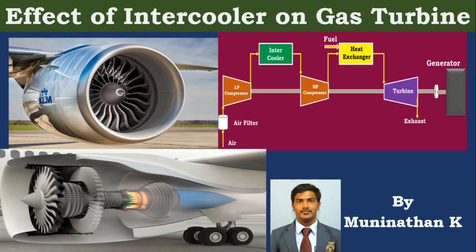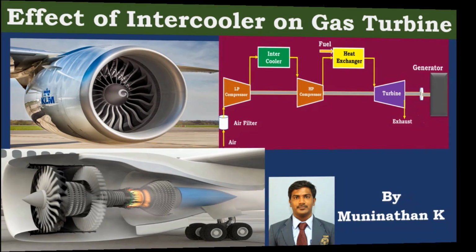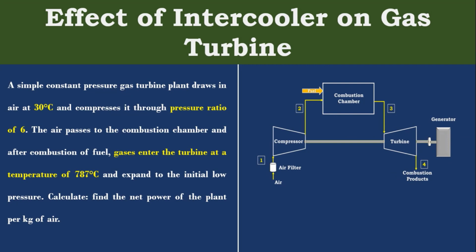Why do we need to reduce the temperature of air? That is today's lecture. In general, for any engine we concentrate on two parameters, that is efficiency and net work done. In this lecture, we are going to look at the effect of an intercooler on net work done and efficiency of a gas turbine engine. For that, I have taken two problems. One problem without an intercooler, the other with an intercooler, but with 100% the same parameters.